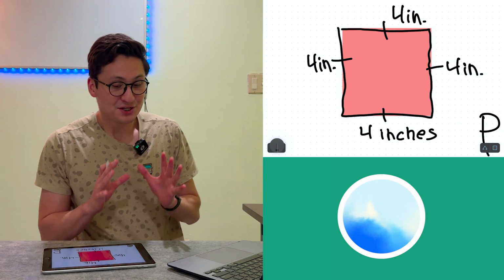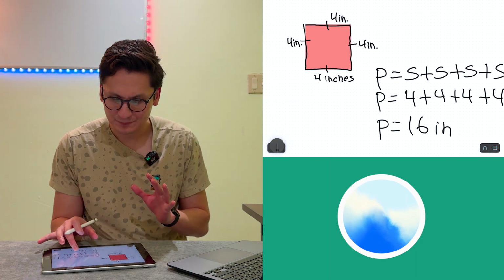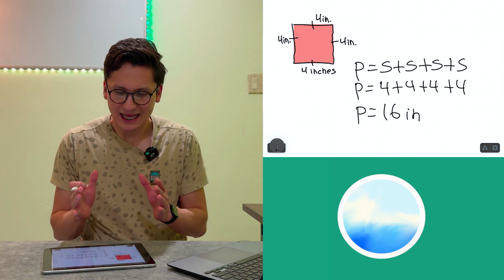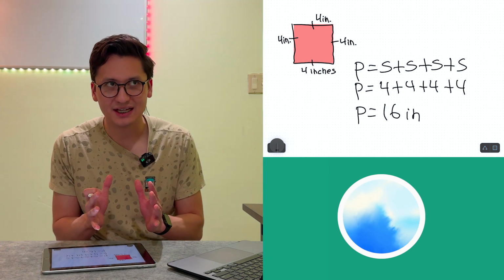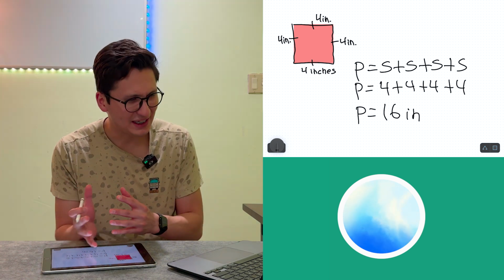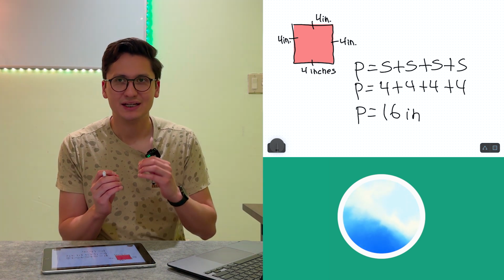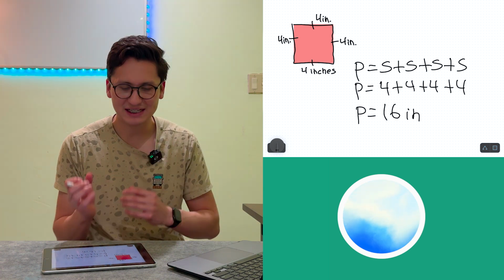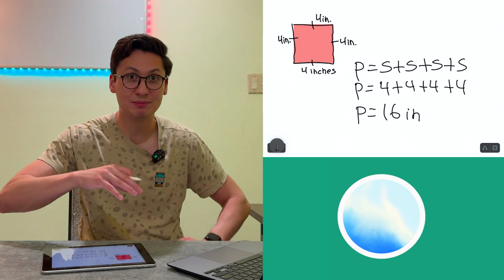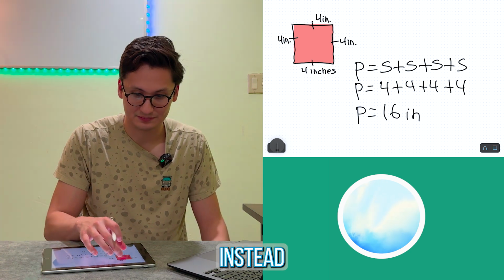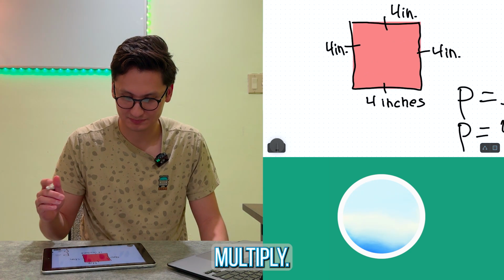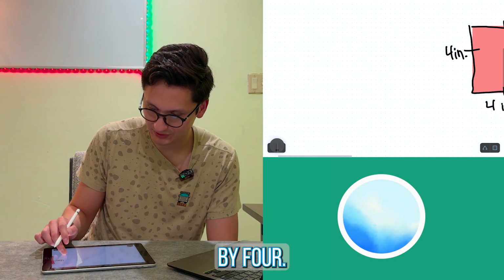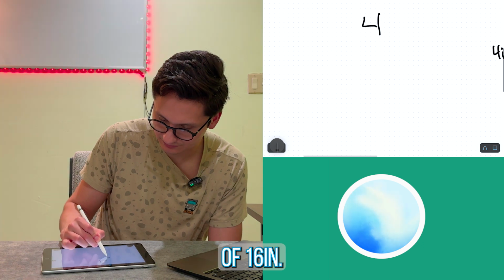Wow, that's amazing. So I've also seen some people multiply to find perimeter. How does that work? I know that I can add all the sides, but is there a faster way? My teacher has said something like multiplication is repeated addition. So how can I use that information to find perimeter faster? Great question. Instead of adding 4 times, you can multiply. Since there are 4 sides, you multiply the length of one side by 4. So 4 times 4 gives you the perimeter of 16 inches.